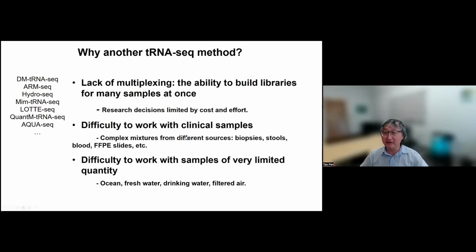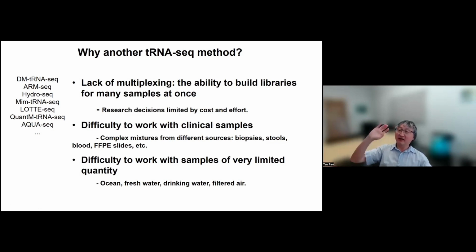The other point is that normally in basic science, we don't build a lot of libraries. Normally we publish a paper with 24 or 36 libraries, and we're proud of ourselves. But if you do clinical studies, you will need hundreds of samples, and that is really hard to do without multiplexing. The other difficulty is working with smaller sample amounts. For mRNAs, people have worked on this for many years and can use very small amounts of sample to do a lot of cool things, but for tRNA it's still a challenge. Finally, when we started this, one of our interests was to study ocean water, where you can hardly have any material.